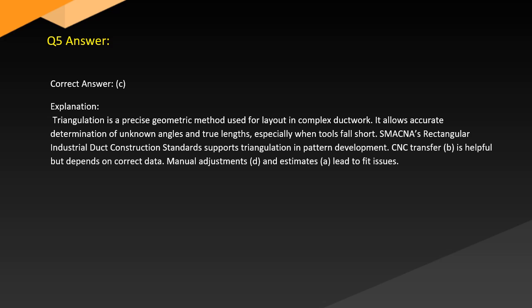Answer. Correct answer: C. Explanation. Triangulation is a precise geometric method used for layout in complex ductwork that allows accurate determination of unknown angles and true lengths, especially when tools fall short. SMACNA's rectangular industrial duct construction standard supports triangulation in pattern development. CNC transfer, B, is helpful but depends on correct data. Manual adjustments, D, and estimates, A, lead to errors.